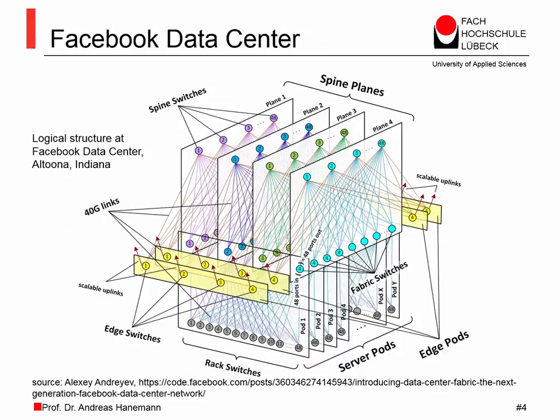This picture on the slide is taken from a blog post where Facebook presented its own data center in Altoona in the US state of Indiana. So this is a view of how the network inside the data center looks. As you can see, there are a lot of interconnections using spine planes. The conclusion is that such a mesh network seems to be needed because the data which needs to be combined to answer requests is quite distributed.